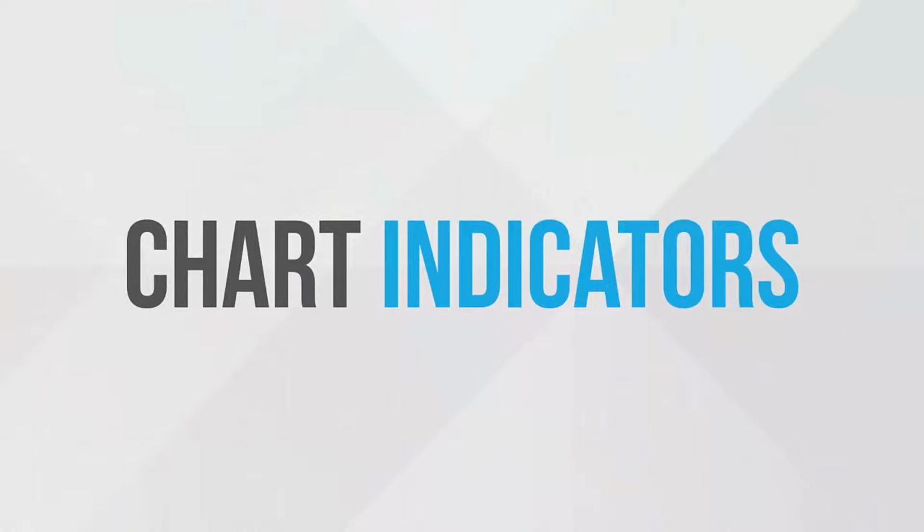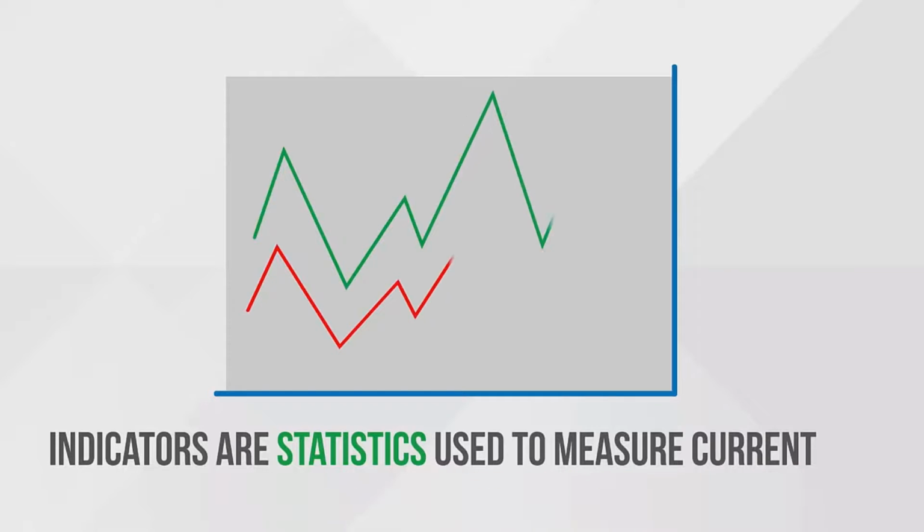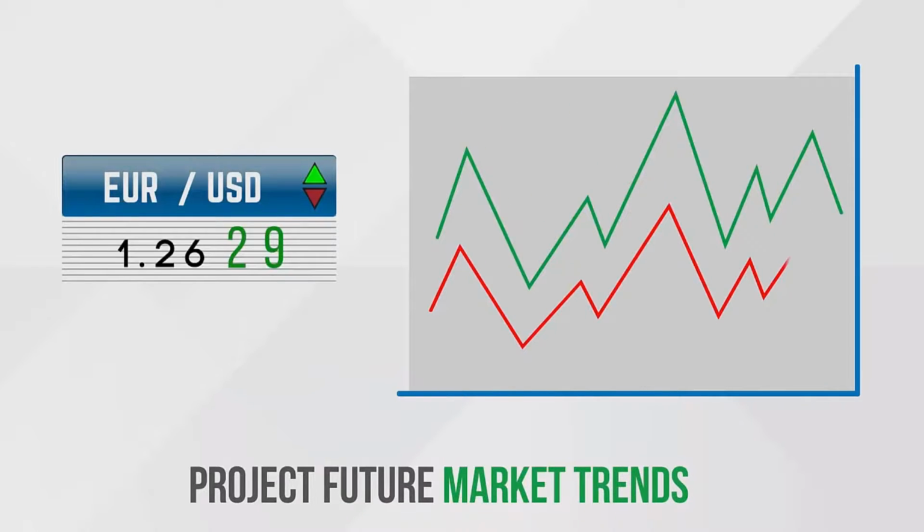Chart indicators. Let's start with some basic indicators that you can use when you start trading. Indicators are statistics that are used to measure current forex market conditions and to project future market trends.